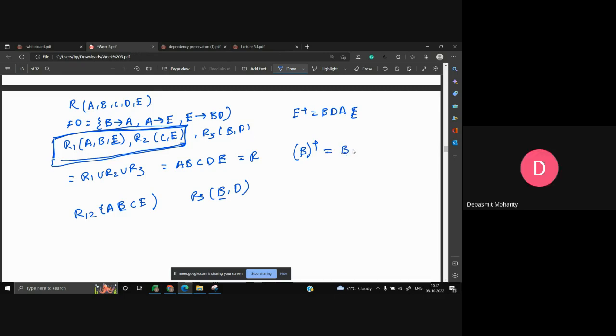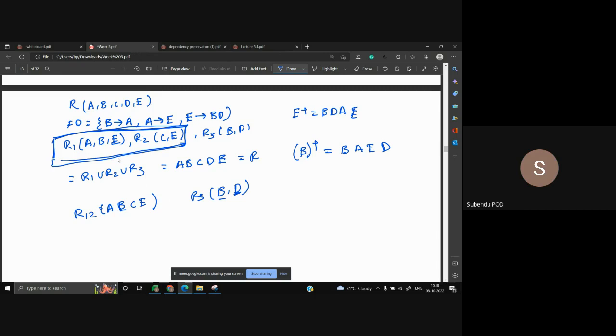A, E, B, D. With the help of B you can find the D, right? So this is the lossless join decomposition. Here we checked R1 and R2, and then R1 and R3, right?